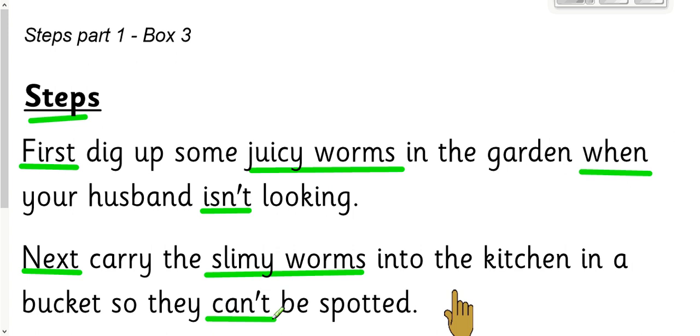And that's everything. Or is it? Can you spot something else? If you can, write it down now. Because I've just seen this word. So, that joining word to make the sentence longer. Next, carry the slimy worms into the kitchen in a bucket so they can't be spotted. Well done if you spotted that conjunction.